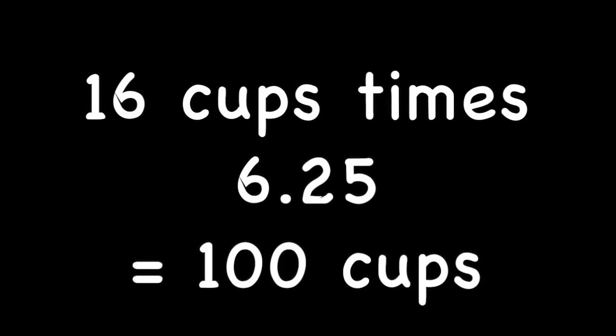To make a batch of 100 cups of paint, multiply each color amount by 6 1/4, because 100 is 6 1/4 times greater than 16. Originally, he had 16 cups. Now he's going to make a batch with 100 cups.